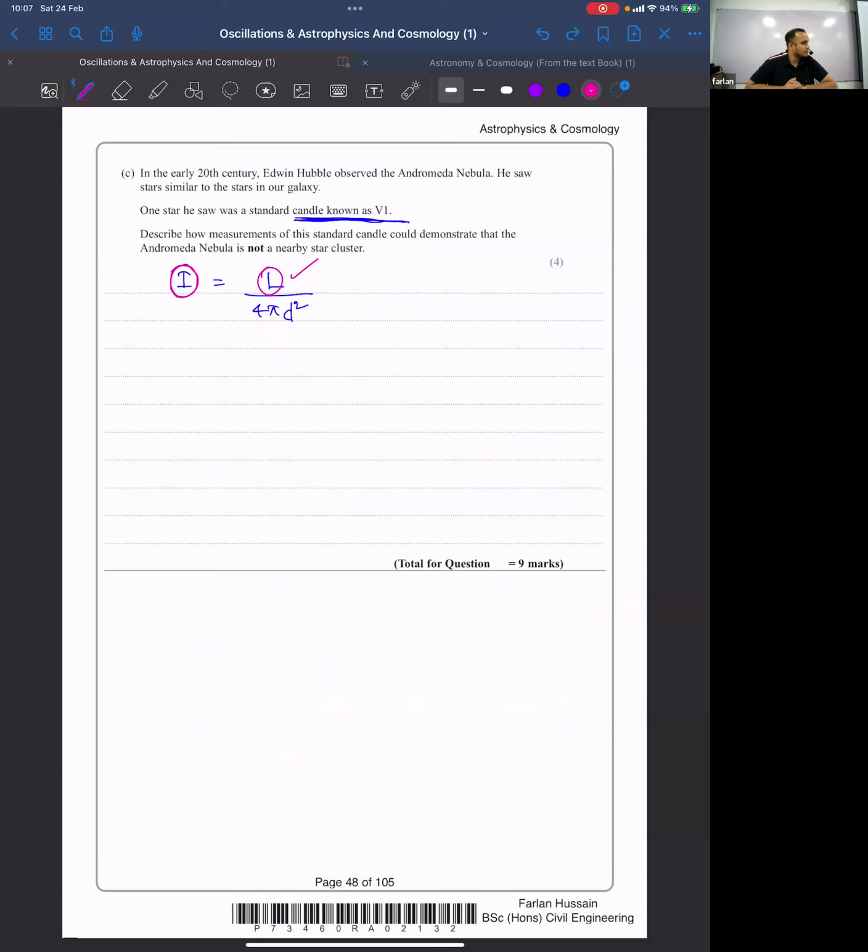No, don't worry. Trigonometry is not applicable here. Do you understand? Trigonometric parallax is used for nearby stars, not for something in another galaxy. Don't worry, you will get it. You will get at least 2 marks.